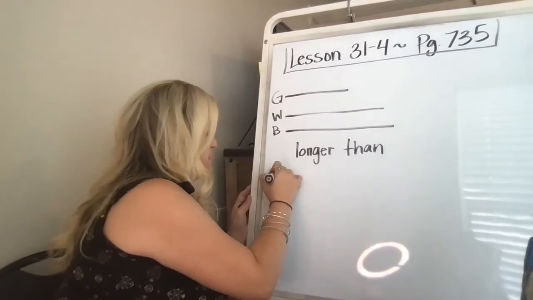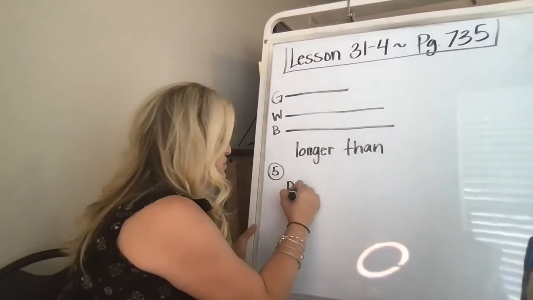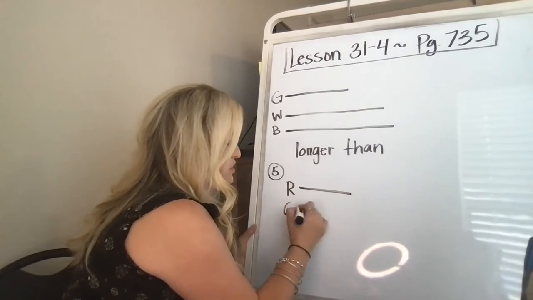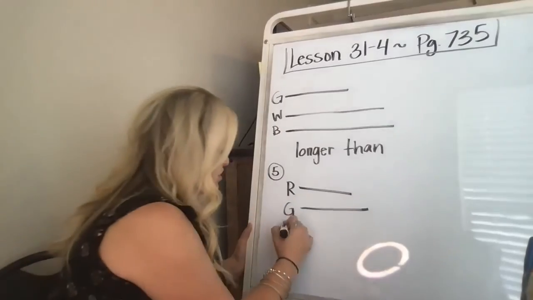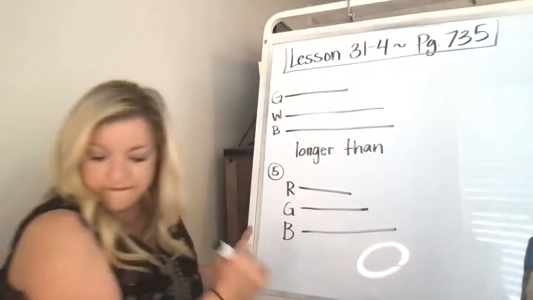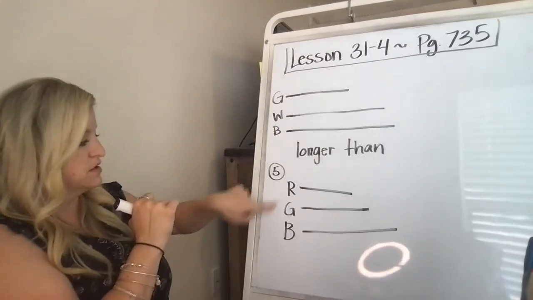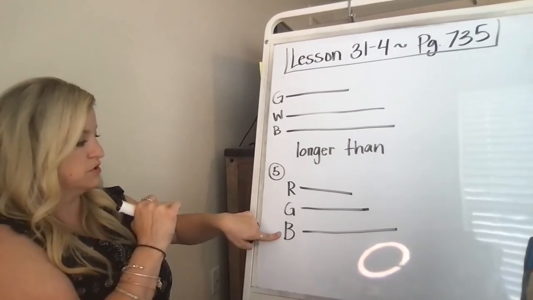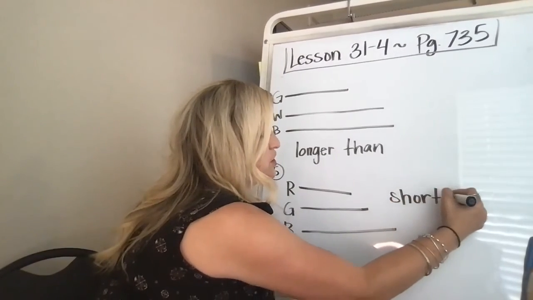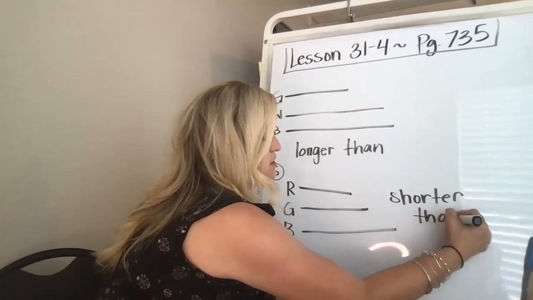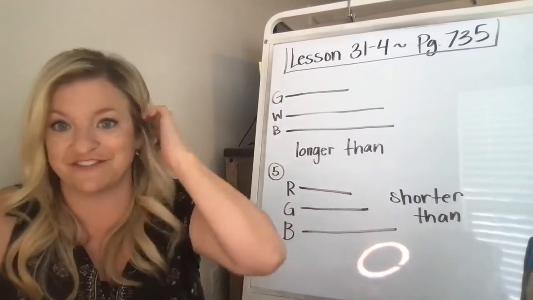Okay, number 5 is the same thing. So we'll do exactly what we did. The red crayon is shorter than the green crayon. So here's the red and here's the green. The green crayon is shorter than the blue crayon. The red crayon is blank the blue crayon. So you're only comparing the red and the blue. The red crayon is shorter than the blue crayon. And there you go. You have compared lengths and done a fantastic job.